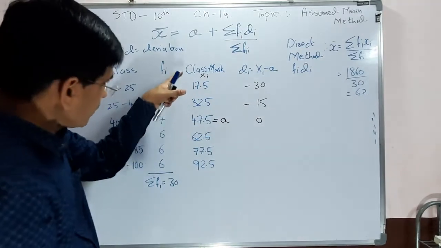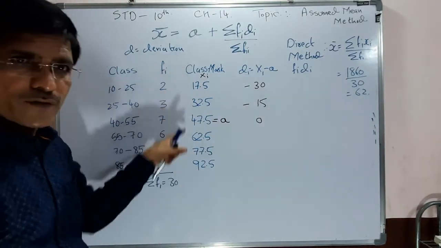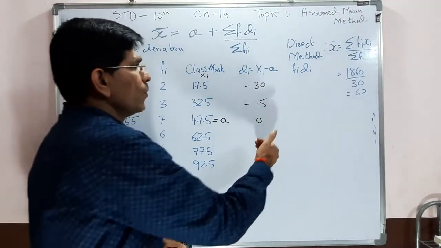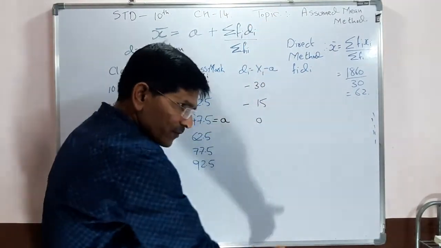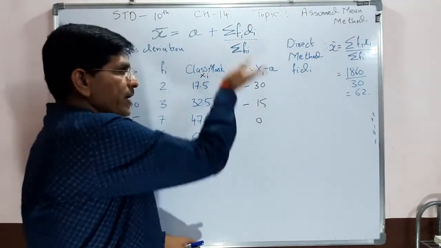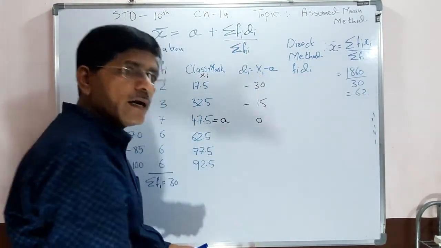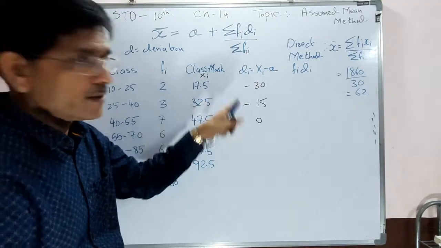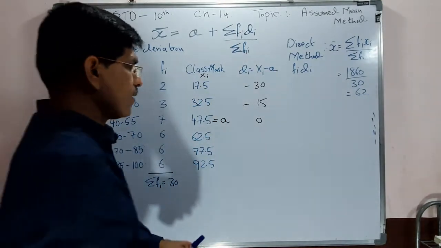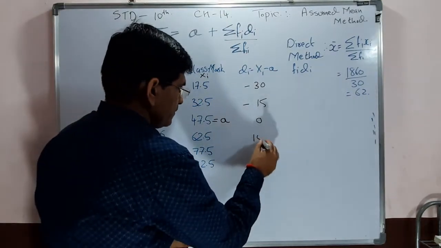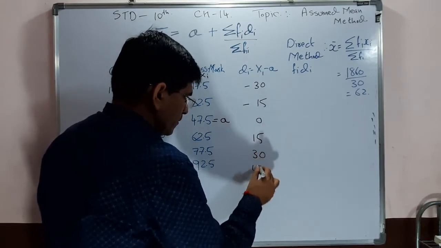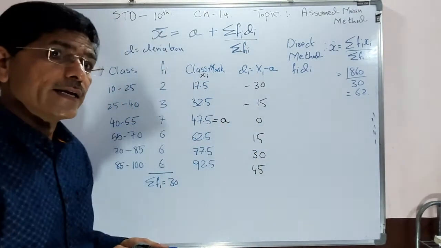Now what is our difference? If you see, the difference is 15 each time. So we have to go 15, 15 up and 15, 15 down. Above we are negative and below we are positive. So above minus 15, again 15 added is minus 30. If I go downward, then 15, 30, 45. So directly we can do it.